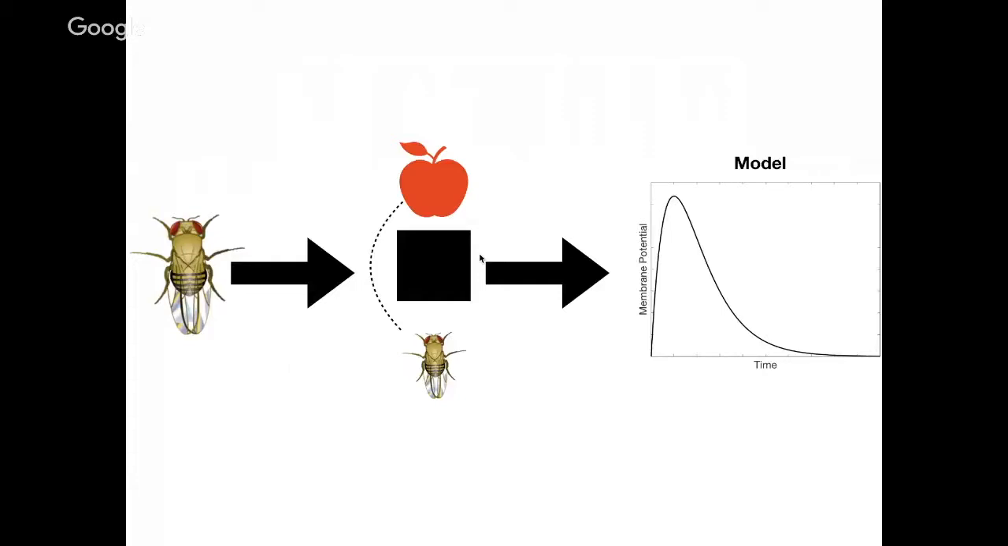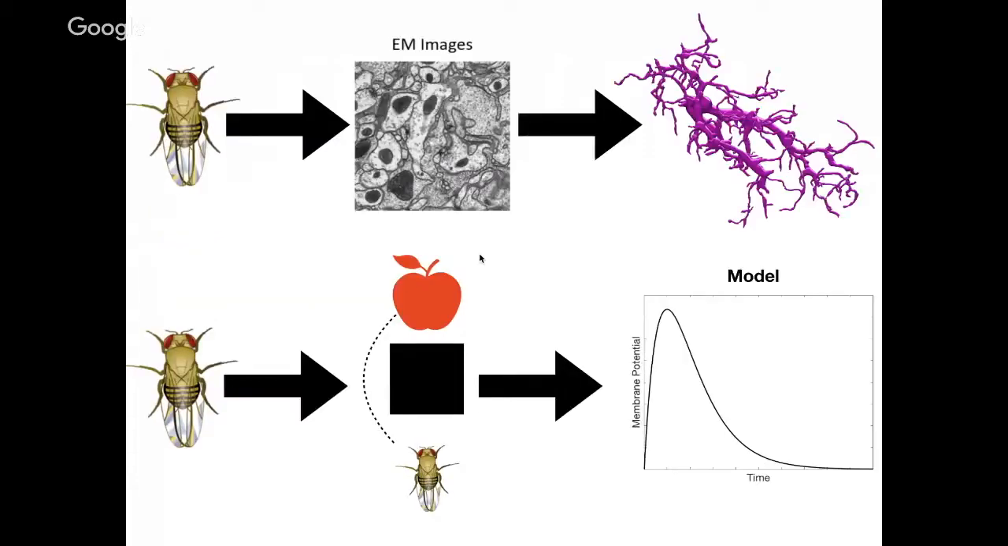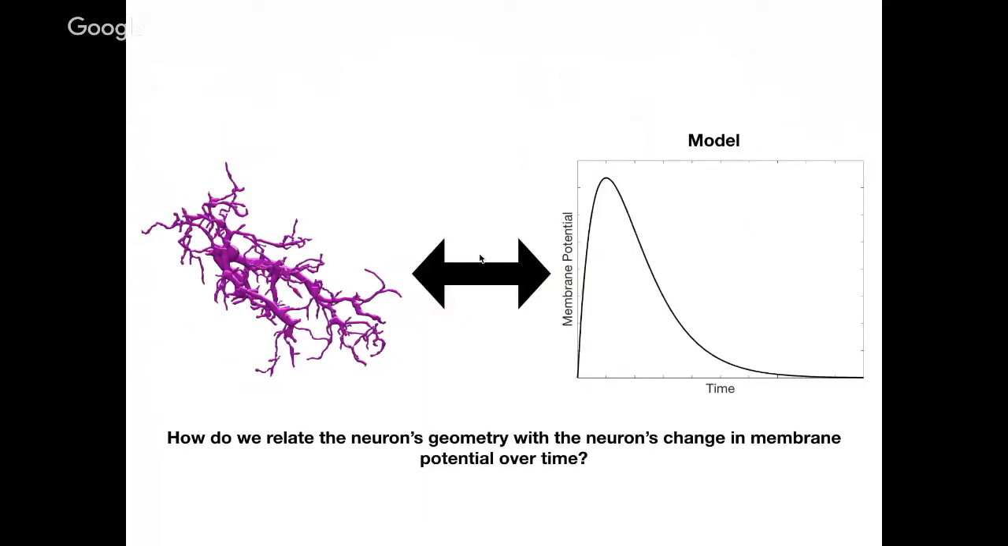So the question is, when we have these two different pipelines, which is great, we have all this data and all this information, how do we relate the two now? We have the geometry of a neuron, and then we have the biophysics of a neuron. So how do these two come together? This is the premise of my project over the summer at Janelia.